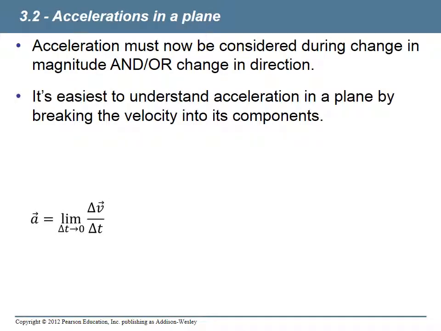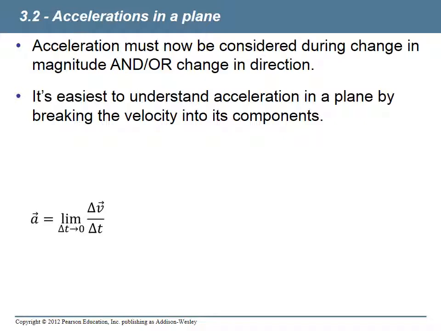Okay, now accelerations in a plane. We have to consider accelerations because we have two directions here. We have to consider an acceleration to be a change in magnitude, a change in the speed, and or a change in direction. If the direction changes, then it is accelerating as well, which we kind of hinted at in chapter 2, right?